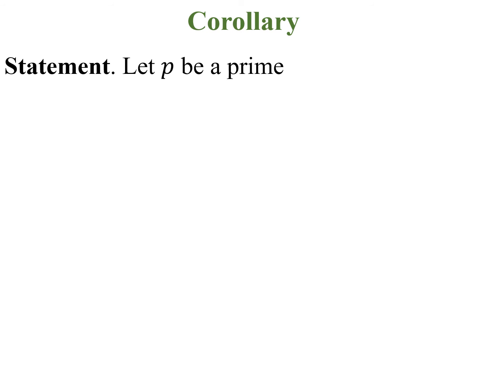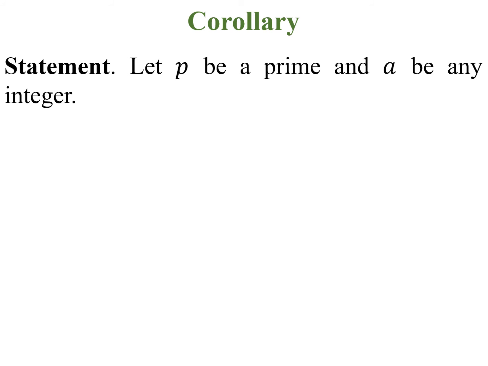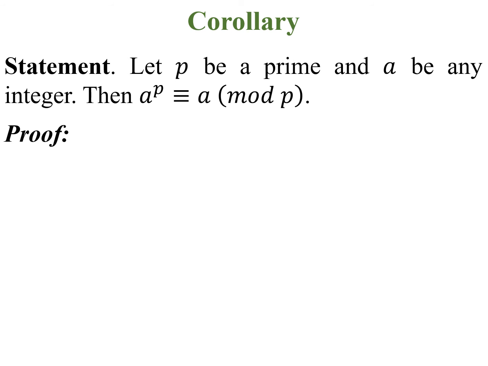There is a corollary. Let P be a prime and A be any integer, then A raised to P is congruent to A modulo P. This corollary is based on Fermat's little theorem. In Fermat's little theorem, P is a prime, and if A is not divisible by P, then A raised to P minus 1 is congruent to 1 modulo P. Here A is any integer and we want to show that A raised to P is congruent to A modulo P. So what will be the proof?